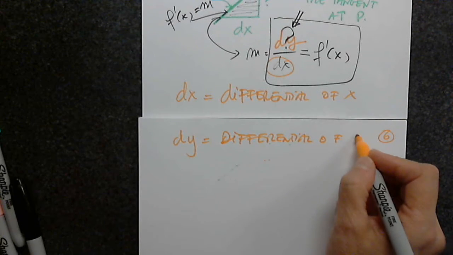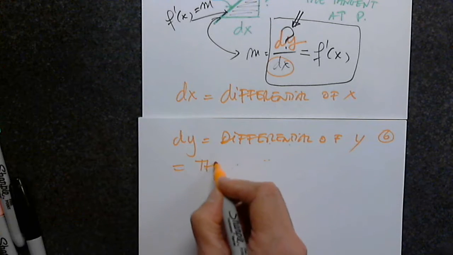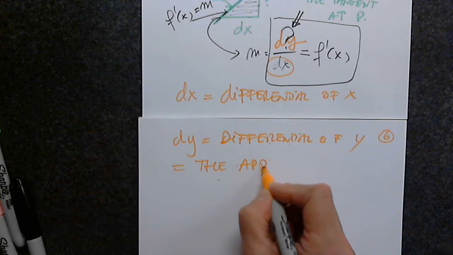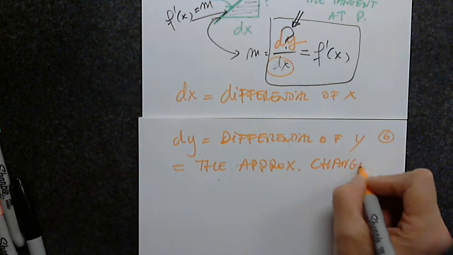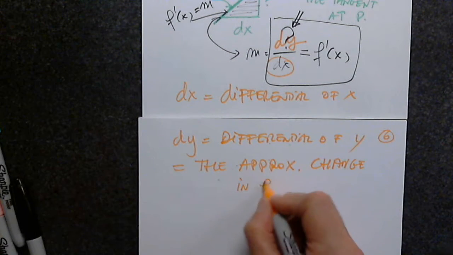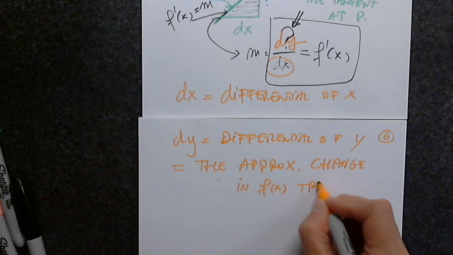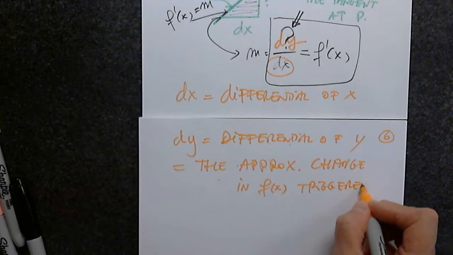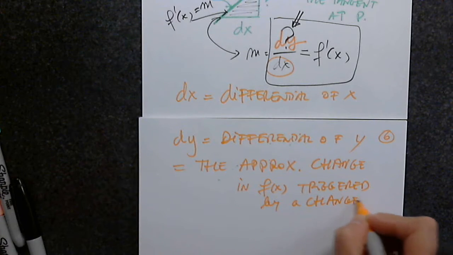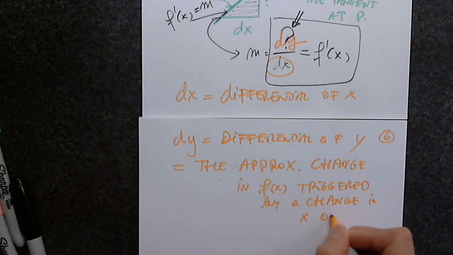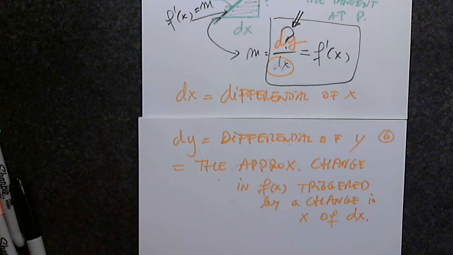What does it mean? It's the approximate change in f of x triggered by a change in x of dx.